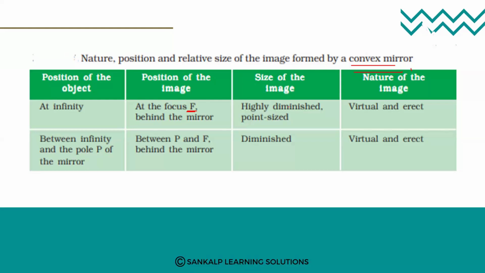Size of the image will be highly diminished. Point size means just it is point size. Nature of the image is virtual and erect. Between infinity and the pole P of the mirror, then position of the image is between P and F, behind the mirror. It is also diminished. Diminished means it also appears point size. This is also virtual and erect. So in case of convex mirrors, nature of the image will be virtual and erect, remember. And size of the image is highly diminished and diminished.